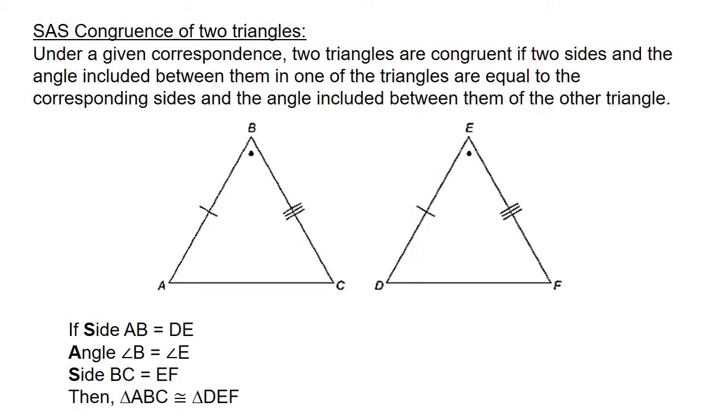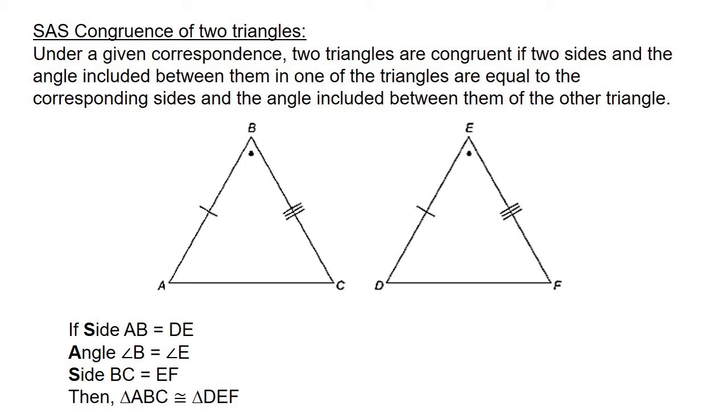Next, we have SAS, congruence of two triangles. SAS means side, angle, side. Under a given correspondence, two triangles are congruent if two sides and the angle included between them in one of the triangles are equal to the corresponding sides and the angle included between them of the other triangle.